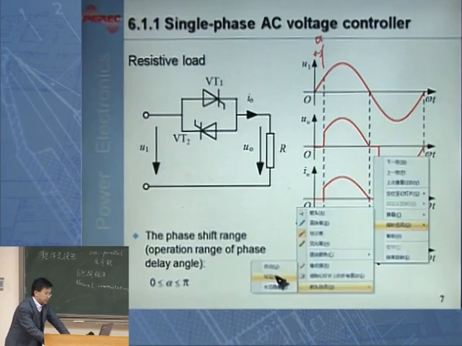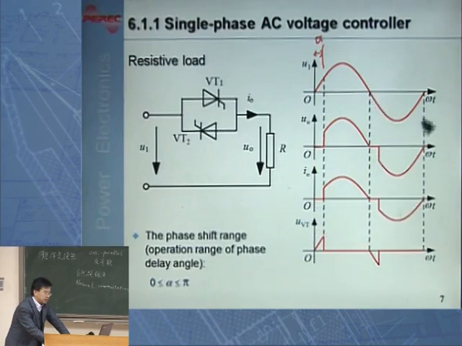And in the negative half cycle, when the input voltage becomes negative, for the first part of time, I do not trigger VT2 yet. And therefore, starting from this point, until I trigger VT2, there will be no current flowing through the load. Therefore, load voltage will be 0.